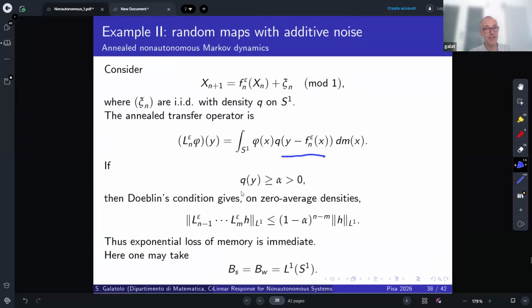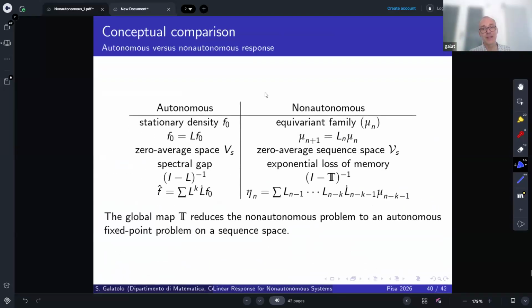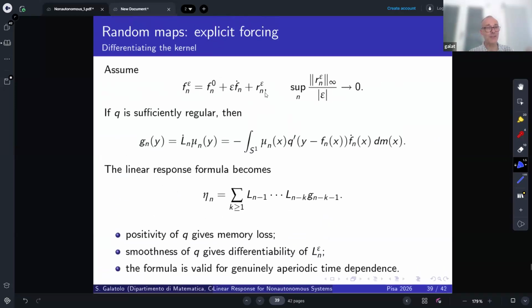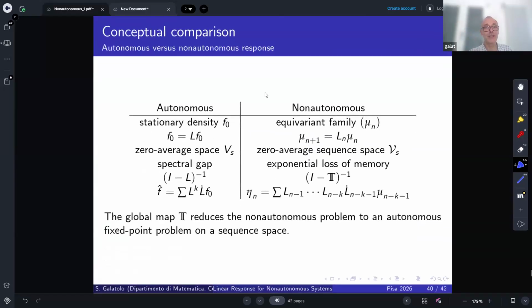And notice that this is non-autonomous in the sense that at every step there is a random dynamical system, but the random dynamical system may change at every step. The noise may change at every step. The deterministic part may change at every step. So this is really a random system that changes in time. And that's all I wanted to say today. So I gave two examples of application.